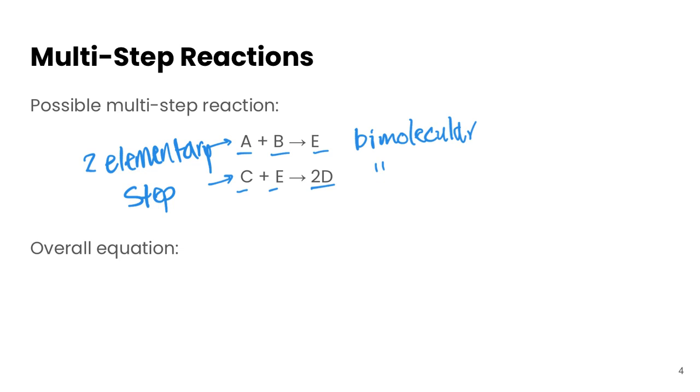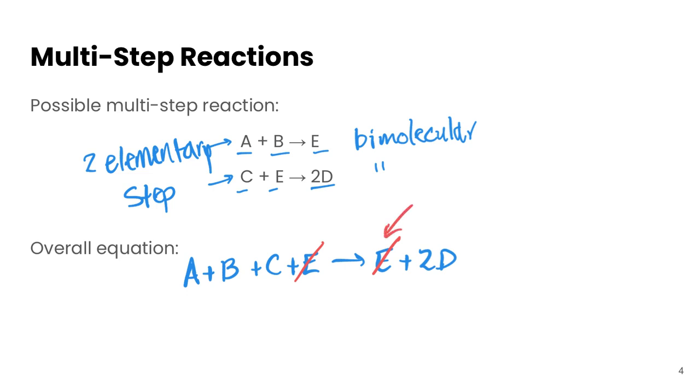Now, in terms of an overall equation, we can add these together Hess's law style. So if we take A plus B reacts to give E, and then the second reaction, C plus E, so those are all our reactants, and then we would have E plus 2D as our products. Now, if you notice, E's the same on the reactant and product side. So we can cancel that out.